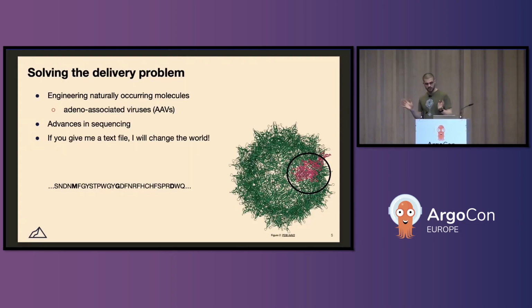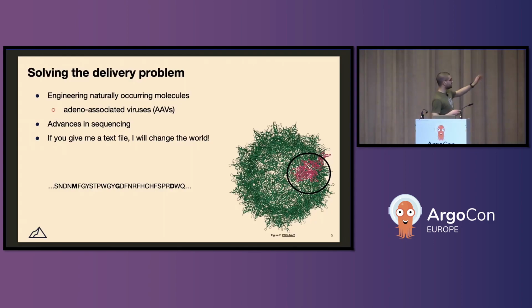We're taking these naturally occurring molecules called adeno-associated viruses, or AAVs for short, and we are applying modifications to their sequences in order to make them better suited for targeting specific tissues or specific cells. And we can do this thanks to advances in sequencing from the past 20 or so years.